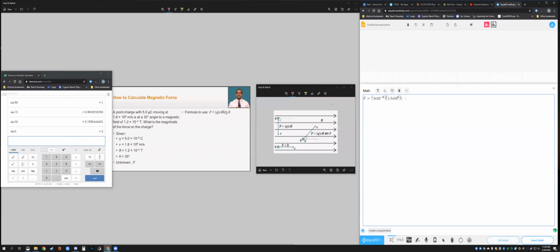Then it wants B. B is the magnetic field strength, and it says to a magnetic field of 1.2 times 10 to the negative 5 Tesla. 1.2 times 10 to the negative 5 Tesla. And then I have sine of theta. Well, theta is an angle, and there's only one angle listed anywhere here, 30 degrees.